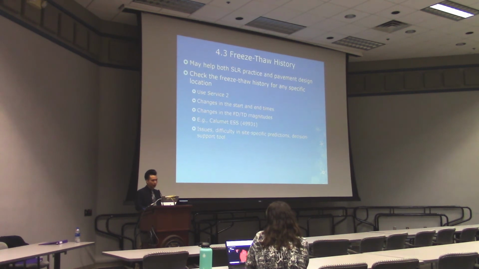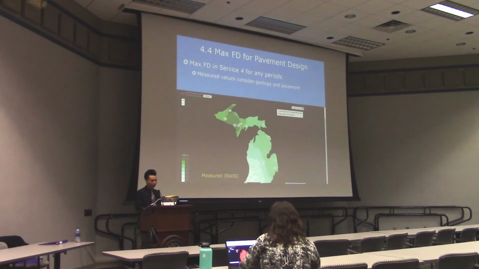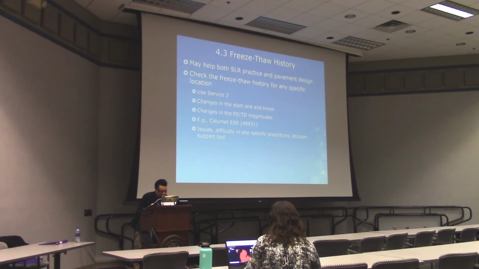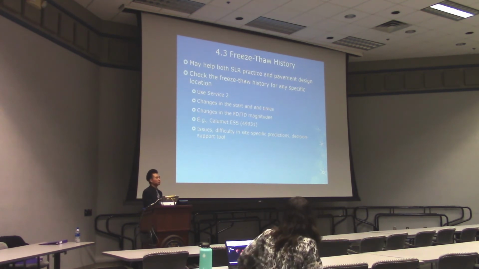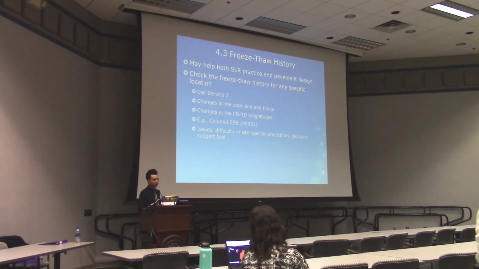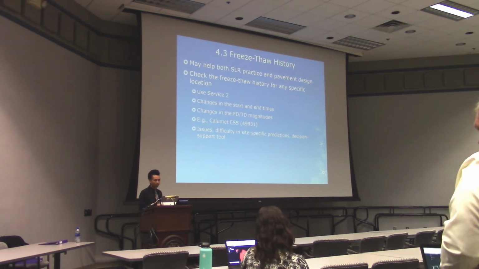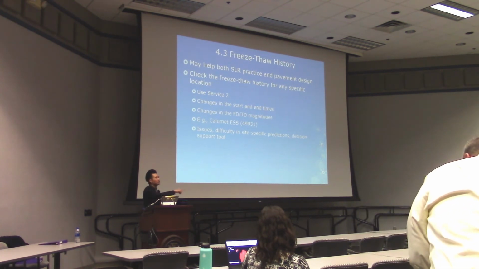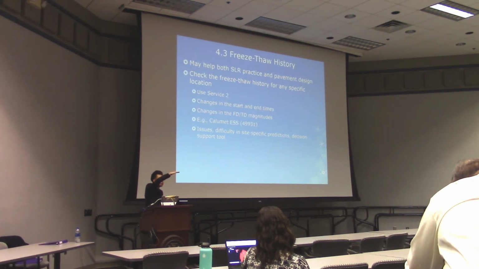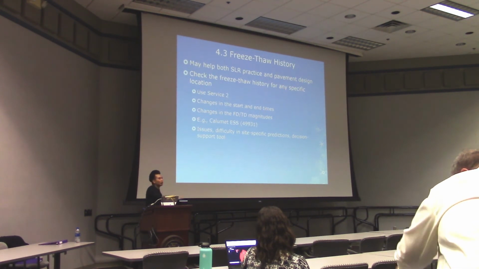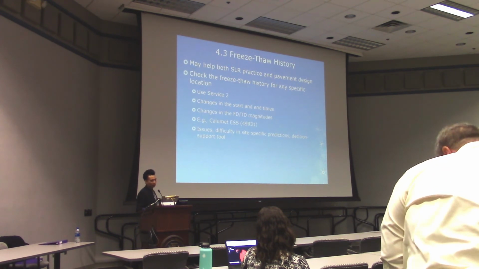And next is the freeze-thaw history. Do we still have time? Maybe we could go to the next one. Okay, this is actually what I just mentioned before. One thing I did is check the history of zip code 49931, that's my zip code, Bolton, and take a look at the previous years. I can easily see the number of freeze cycles and also the magnitude of the freezing depth and thawing depth. Based on that, I can tell how tough that winter is. So that's the idea of this slide.